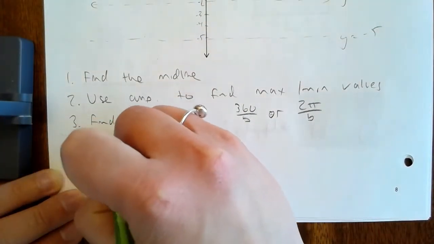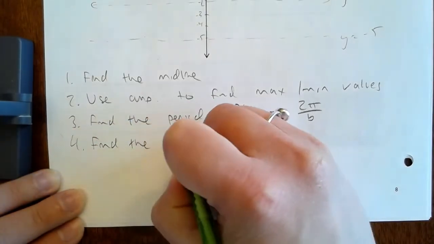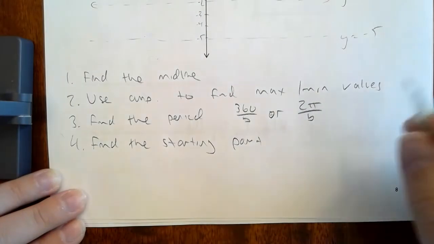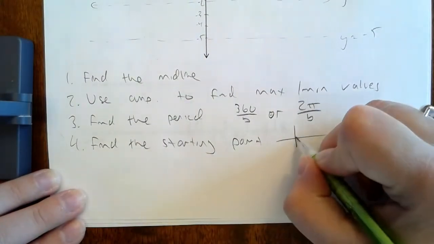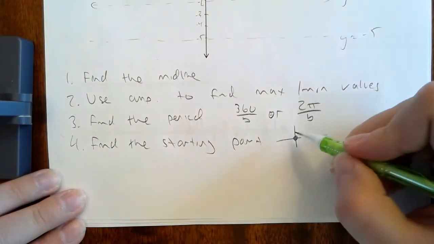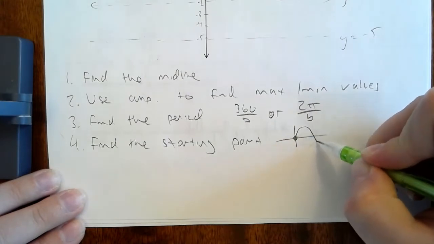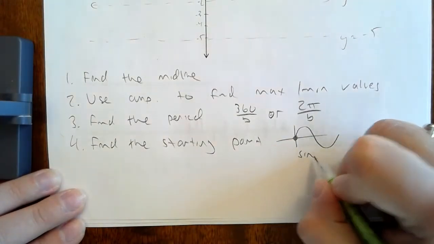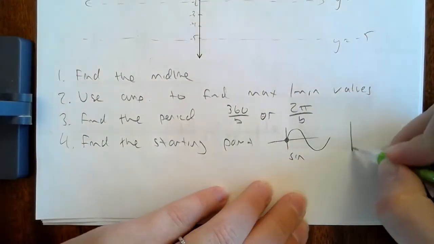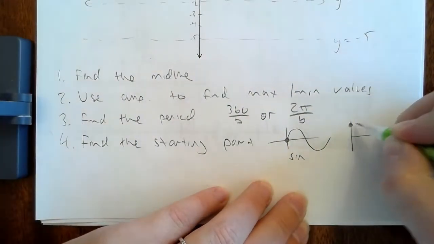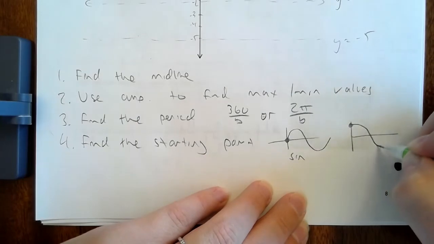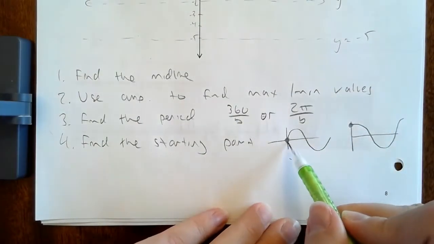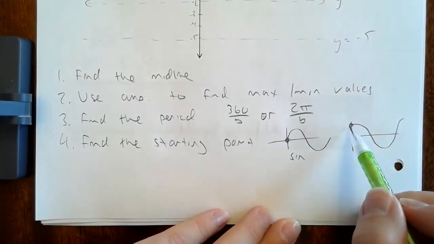Find the starting point. Now this is what we still need to do here. Find the starting point. A sine curve will start at the midpoint. It will go up, it will come down, and it will come back. That is what a sine curve looks like. A cos curve starts at the max. It goes down, all the way down, and then back up. So that's what I'm talking about with the starting point. Like at x equals 0, what are we doing?